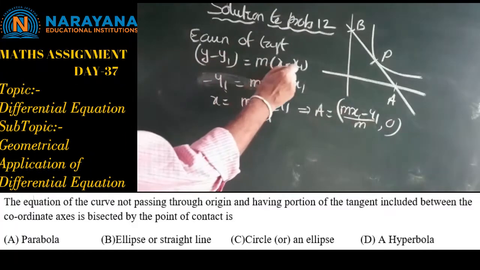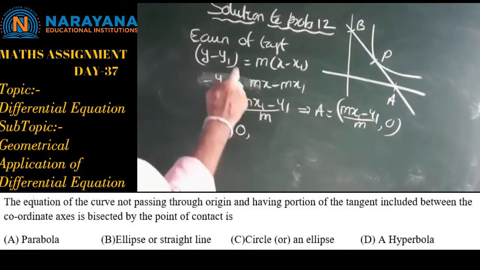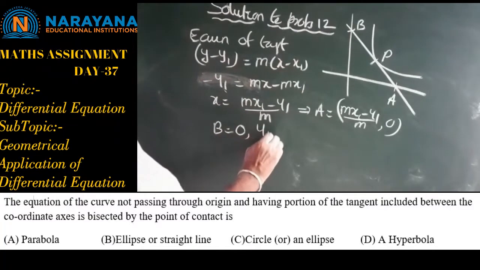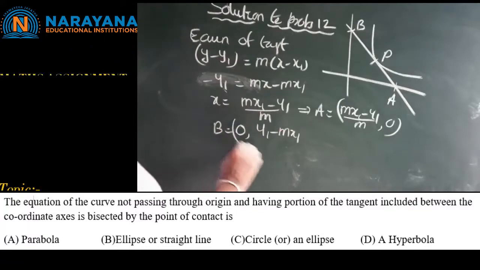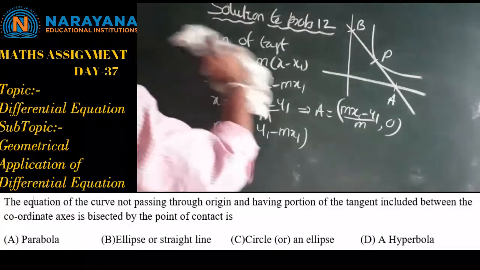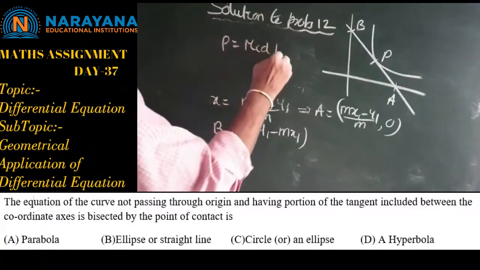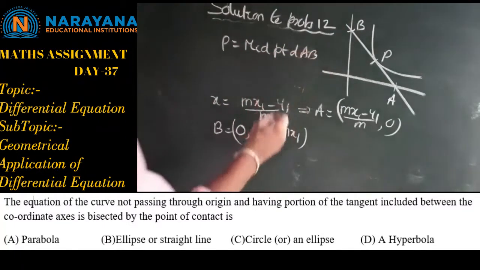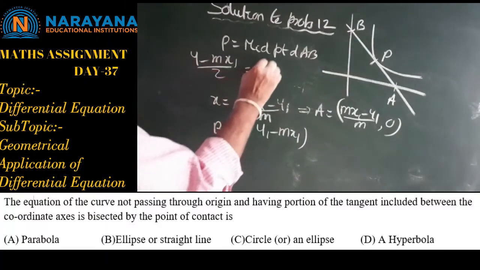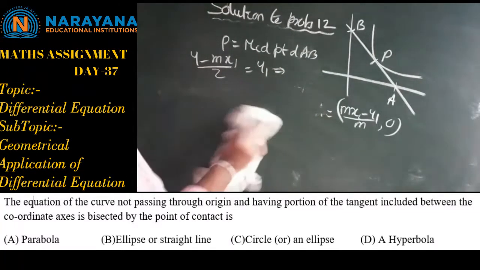And if you write x equal to 0 here, you can get the coordinates of B as 0, comma, y1 minus mx1. Given P is the midpoint of AB. We got A and B. So we write P equal to midpoint of AB. So y1 minus mx1 divided by 2 is equal to y1. From this we can get minus mx1 is equal to y1.